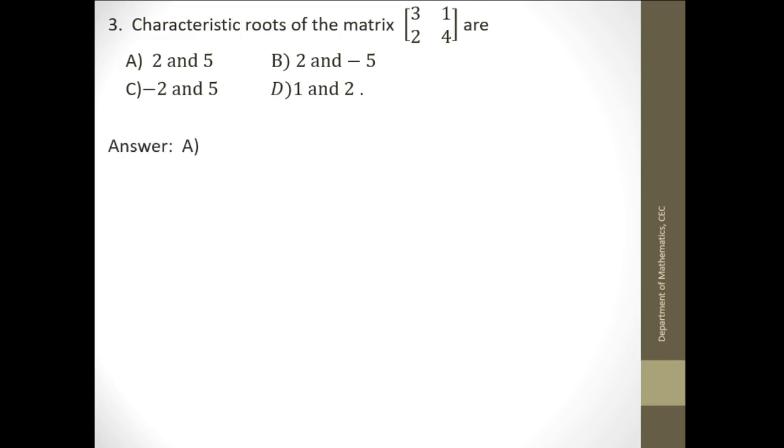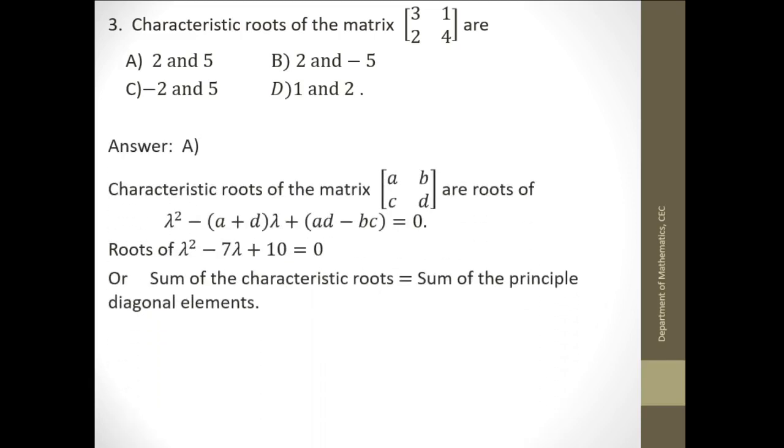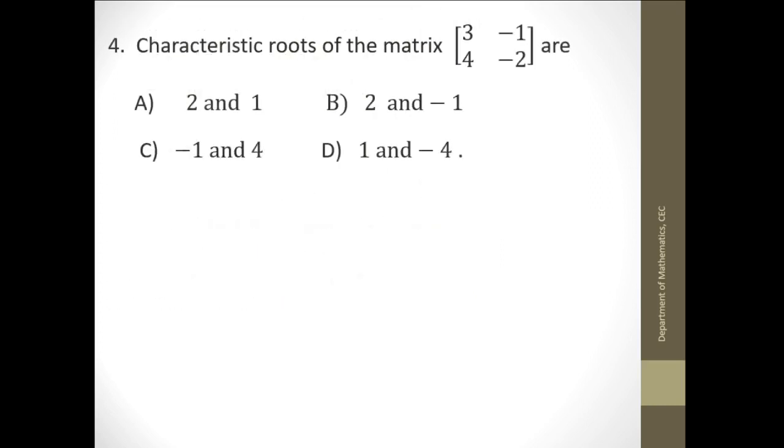Very simple technique. No need to go for solving the characteristic equation. So, eigenvalues or characteristic roots, that is a very simple technique. Sum of the characteristic roots equals the sum of the principal diagonal elements. One more example. Here the sum of the principal diagonal elements is 3 minus 2. Their sum is 1. With the sum 1, there is only one answer, that is B. 2 and minus 1. Their sum is 1. Therefore, answer is B.